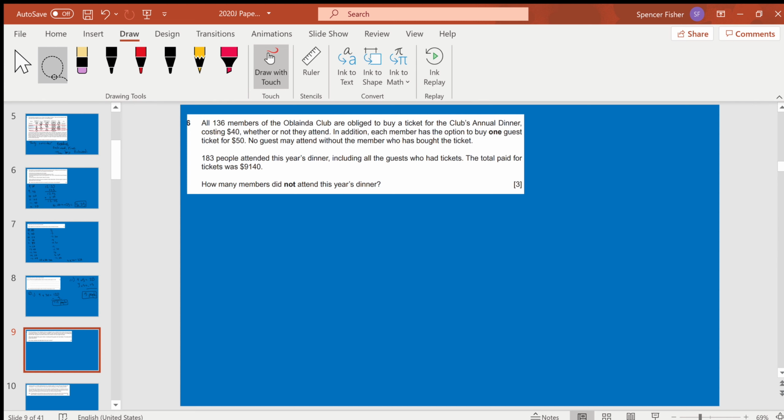We know that there were 136 members, and we know that they all paid $40. So automatically we have some value. We know that they paid $5,440 just from the members themselves. Now, keeping that in mind, we also know the total was 9,140. So we're going to subtract away the amount that the members themselves had paid. That puts us at 3,700.